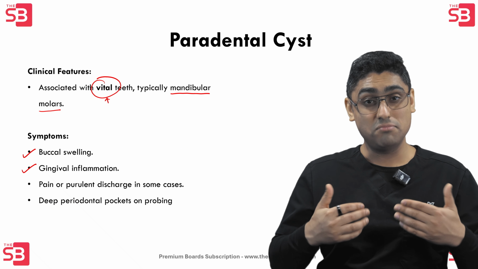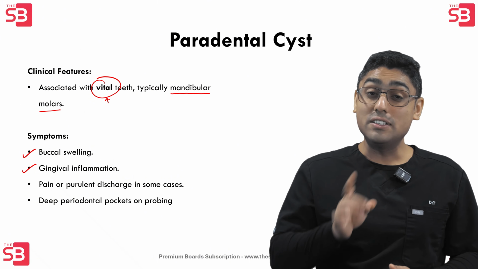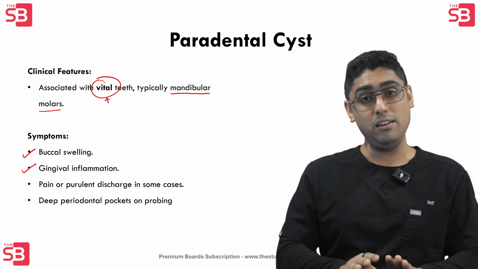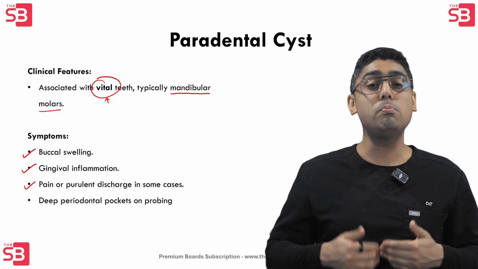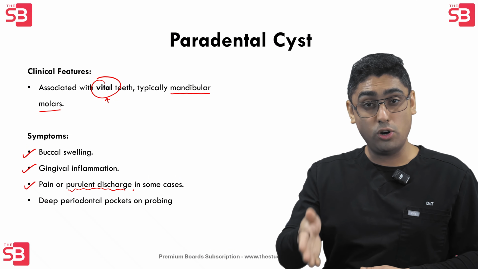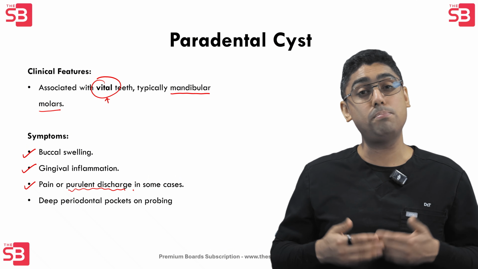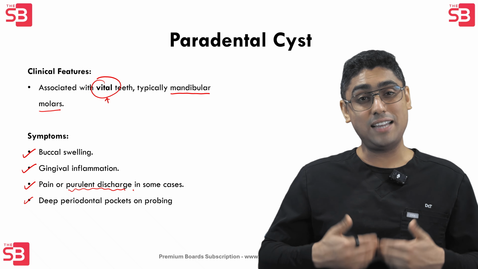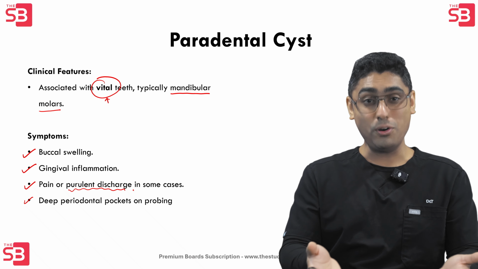appears red, swollen, tender. And if a secondary infection has happened there, the patient might complain of pain, and you might even notice a purulent discharge from the sulcus. And when you check with a periodontal probe, you will find some deep pockets adjacent to the tooth that's involved, showing that the cyst has extended into the periodontal space. Important point for you to note.